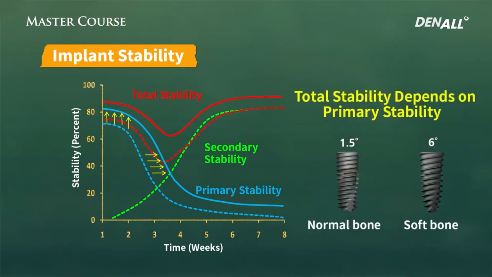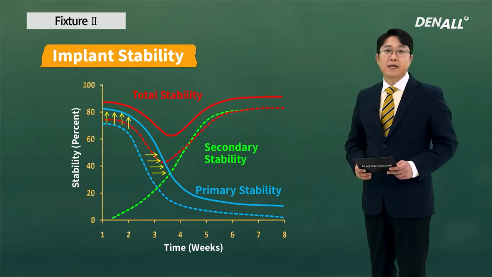As we saw in the previous lecture, compared to the straight design, the tapered design has more contact with the bone. As I said before, implant design has been changed to increase the primary stability.